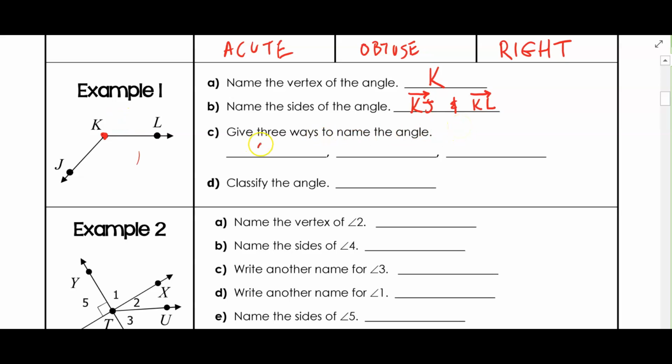Okay, give 3 ways to name the angle. Alright, so we could call it angle K, or we could call it angle JKL, or we could call it angle LKJ. So if you notice that when we use 3 letters, we always put the vertex in the middle. It has to be in the middle. So we go around the angle, picking a letter from one side, then we pick the vertex, then we pick a letter from the other side. Alright, let's classify this angle with how it looks here. So it looks like it's more than 90, so we'll call it obtuse.